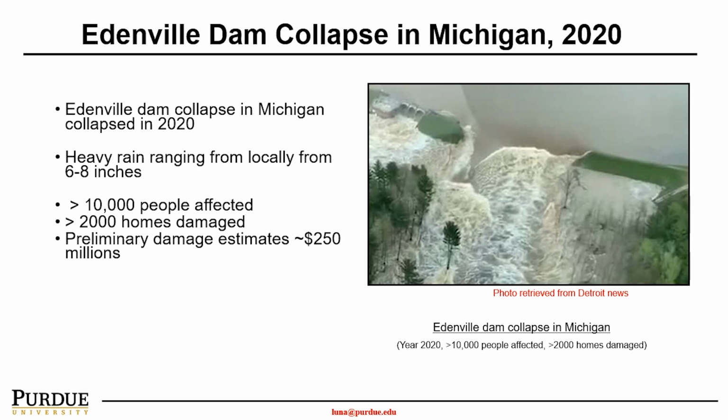One of the most recent accidents that happened due to the lack of inspection is the Edenville Dam, which collapsed earlier this year in Michigan due to heavy rain ranging from 6 to 8 inches. That built a lot of stress on the concrete, and that eventually led to part of the concrete structure collapsing. Over 10,000 people were affected and 2,000 homes damaged. Luckily, nobody was severely injured or killed in this accident. However, the damage cost over $250 million in property damage.